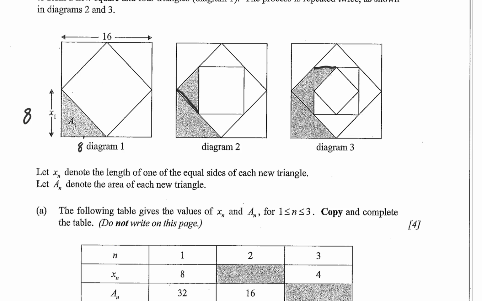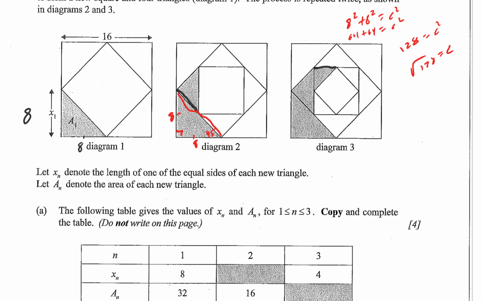Okay, so let's look at what we have. We know this is 8. We know this is 8. And we know this is a right angle. So this is an isosceles triangle, also known as a 45-45-90 triangle. So we can find the hypotenuse. All we have to do is a squared plus b squared equals c squared. I get 64 plus 64 equals c squared. 128 equals c squared. Square root of 128 equals c.